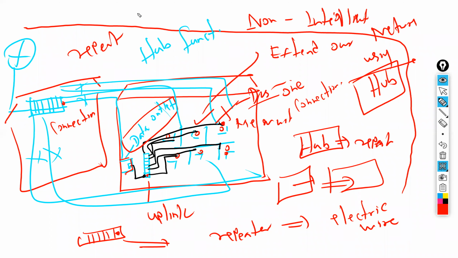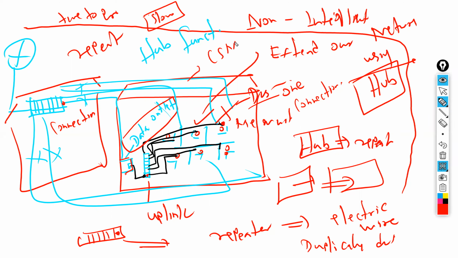Yeah, that's a good point. It might be slow. Not only that, it takes time to process because it's duplicating data. There is a concept called CSMA/CD. No need to go deep, I just want to tell you that it is carrier sense multiple access collision detection.